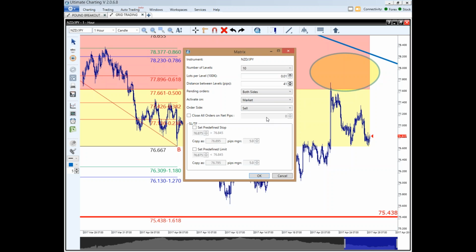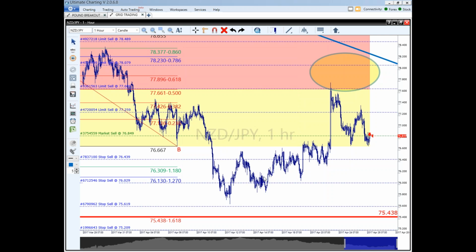And the cool thing about this is that you can either place a hard stop and a hard limit, okay? Or what we can do here is say, well, if the distance between the levels are 41 pips, I just want to make 41 pips net and have it reset my trades once the 41 pips is hit in the direction that it keeps on going. So we'll do that, close all orders on net pips for 41. Okay, and then click OK, and quicker than a hiccup, we should have our grid, which is now in play.